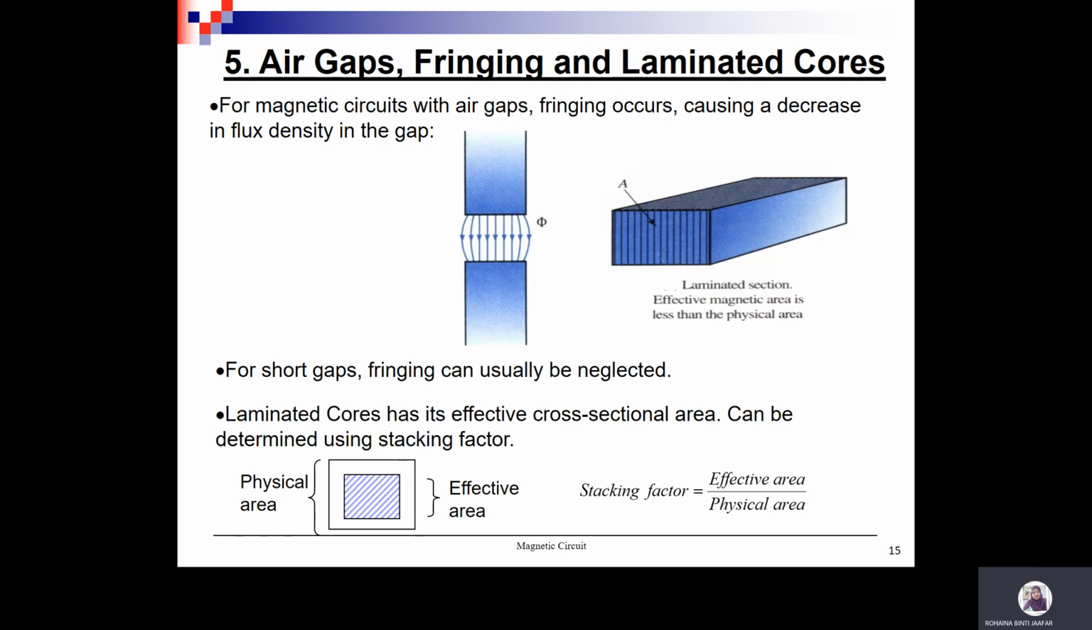Air gaps, fringing, and laminated cores. So for a magnetic circuit with air gaps, fringing occurs, causing a decrease in flux density. So when you have an air gap, your flux density will decrease. So this is your air gap. You have two magnetic materials separated by an air gap here. So fringing is actually this one. You have non-uniform flux direction here. So this is your fringing. Normally in circuit analysis or magnetic circuit, we neglect the fringing effect.